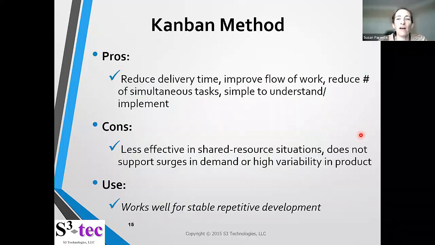Okay, so what are some pros of the Kanban method? And I'll show you some more examples too. So I think pictures are 1,000 words. So pros of the Kanban method: it helps you to reduce delivery time, improves your flow of work, reduce the number of simultaneous tasks, so you're working more efficiently if you're not shifting between one task and the other. It's simple to understand and implement.